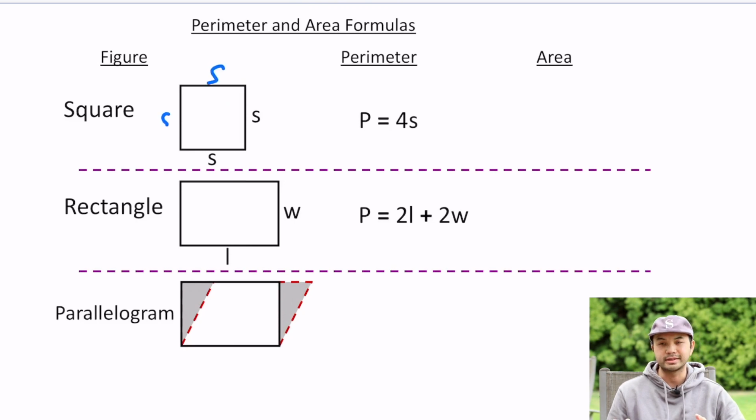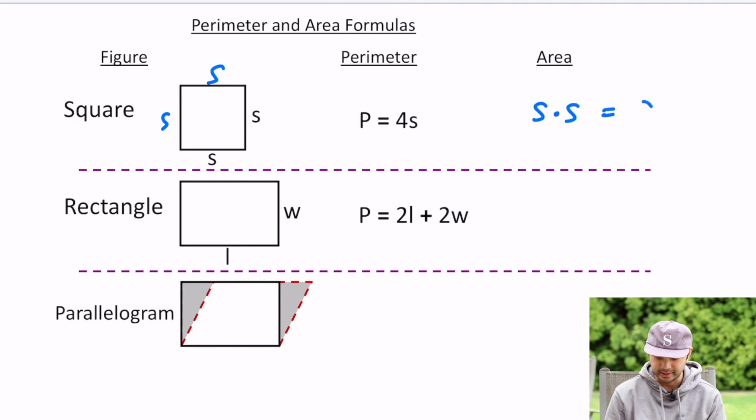And since there's 4 s's here, that's exactly what it is, 4 times s. You could do s plus s plus s plus s, but multiplication is just repeated addition, so there you have it. For the area, you just have side times side, which is why it's the same thing as side squared. So area is the same as side squared.